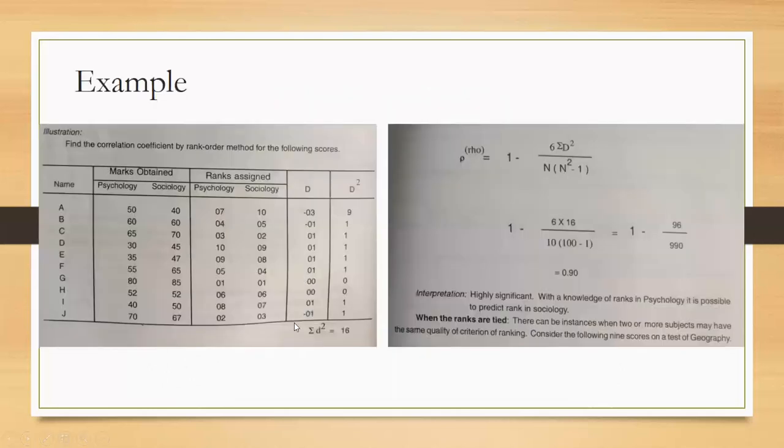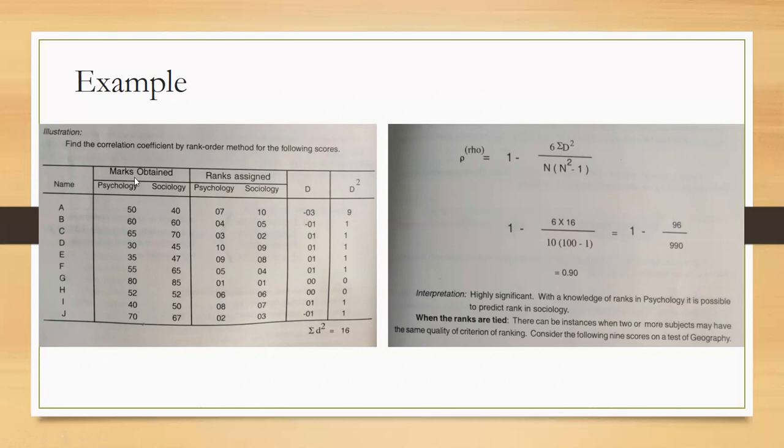This is the same question that you have written down in your record. Find the correlation coefficient by rank order method for the following scores. Only up till the marks obtained is part of your question. This is the marks obtained for psychology and sociology for 10 people. Even though they have set it from lowest to highest, you need not rearrange the marks obtained. You just need to rank it.